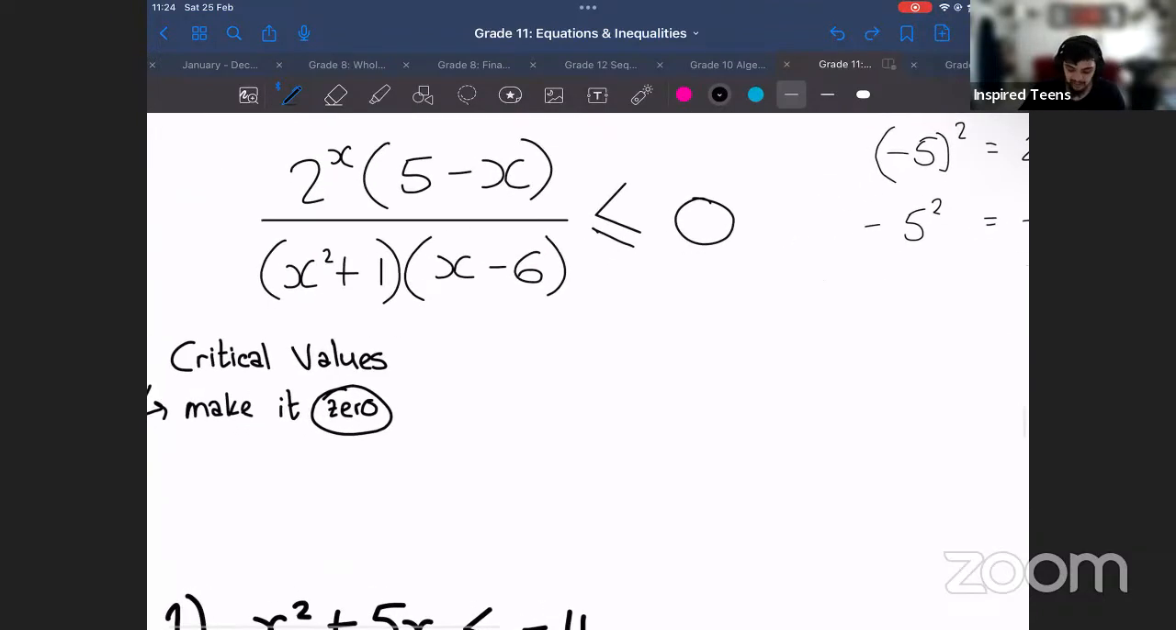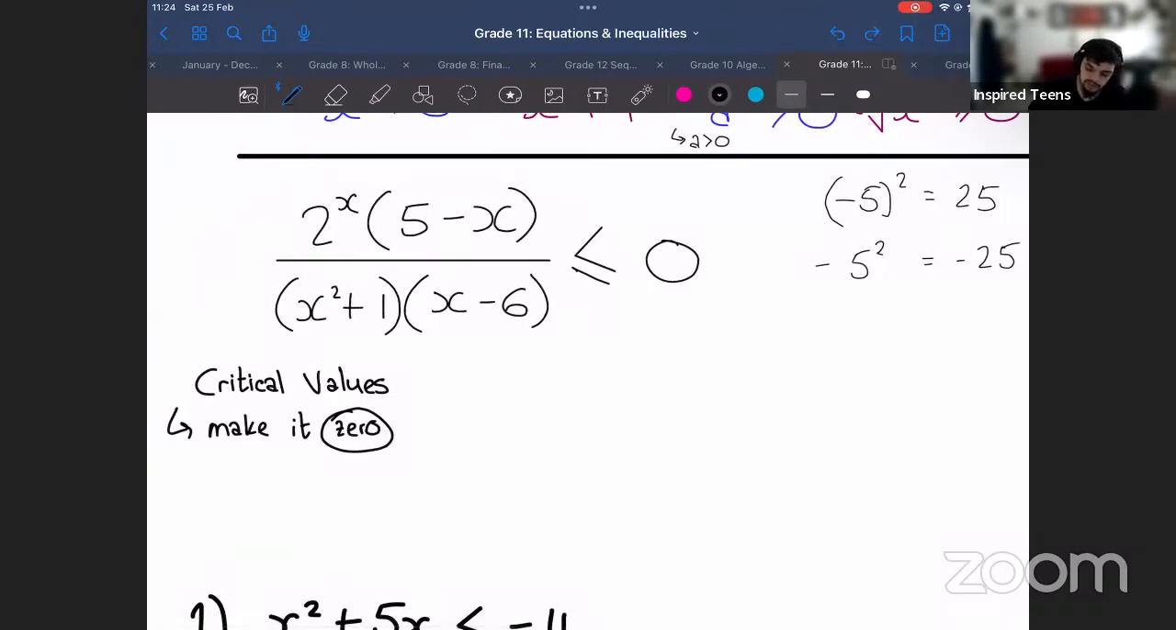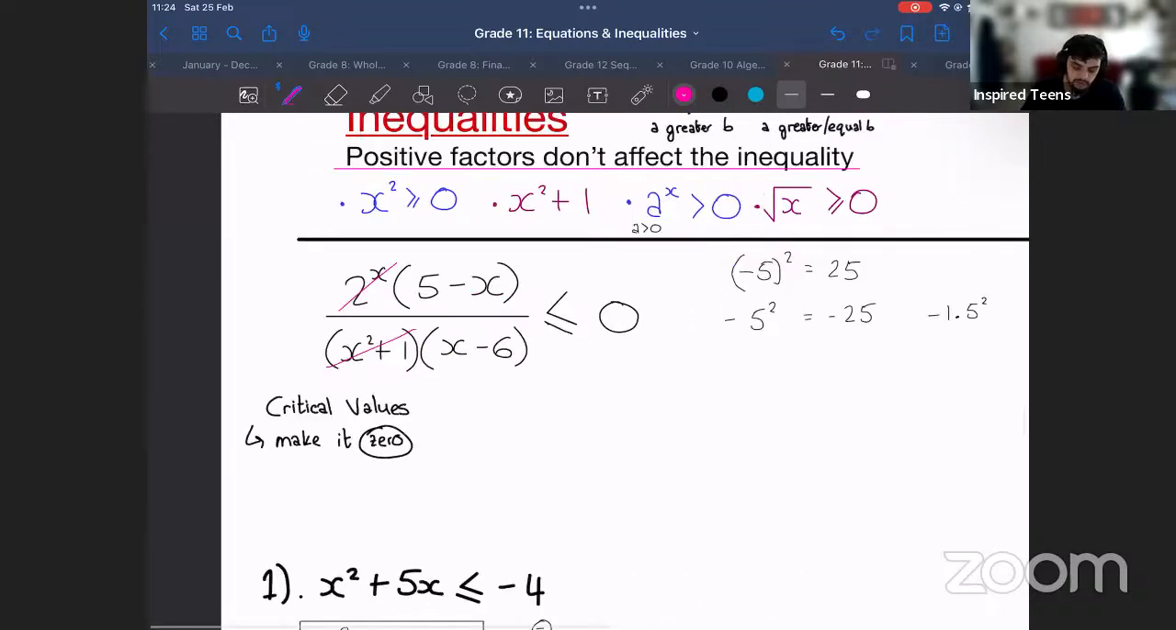So let's just revise this. If we are given something like this, which is realistic, we have a fraction for inequalities. Firstly, before we even note the fraction, we need to identify terms that are always going to be positive and ignore them. 2 to the power of x is always going to be positive, so I can get rid of it. X squared plus 1 is always going to be positive, so we can ignore it. It's not going to affect the inequality, so don't consider it.